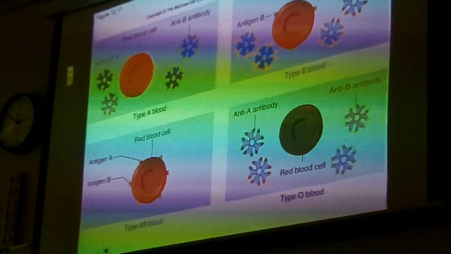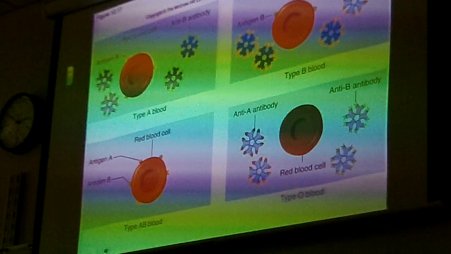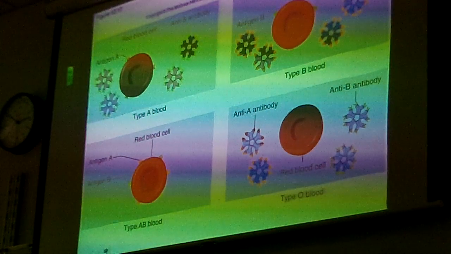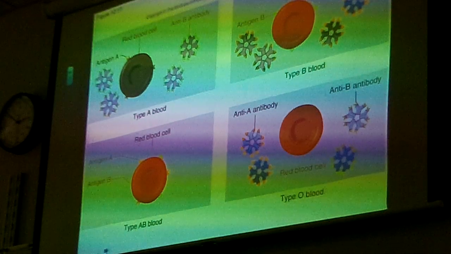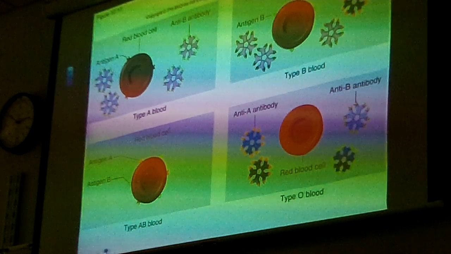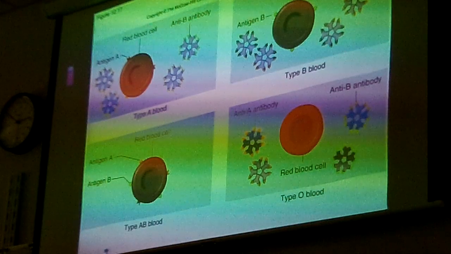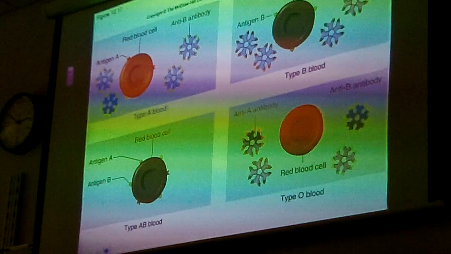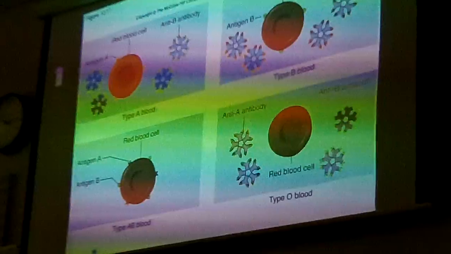Okay, so that basically covers 12.3 and 12.4. I want you to read those tonight. Again, it's kind of boring reading, but it's info that's going to be on the test, so you need to read it. Tomorrow we do 12.5, which is blood types, which is a really cool day.